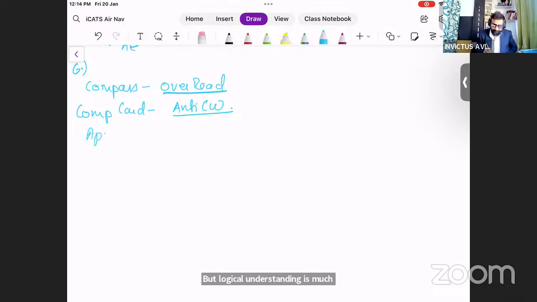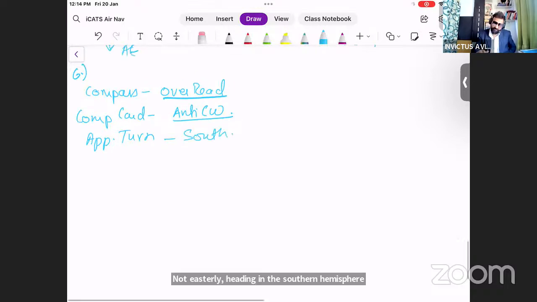Apparent turn: north, easterly heading in the southern hemisphere. Apparent turn is towards the south.